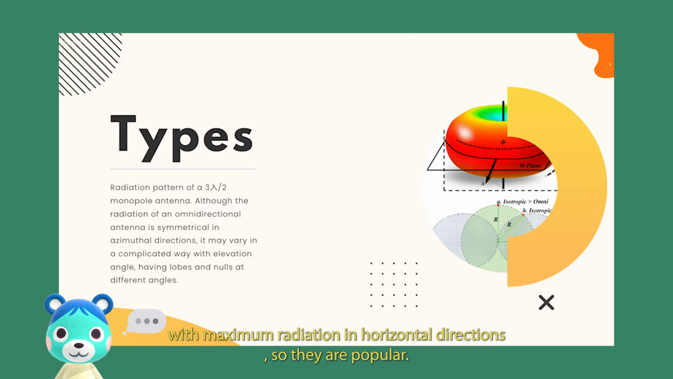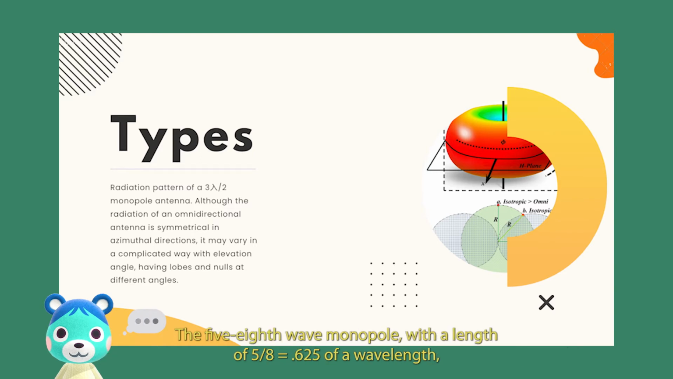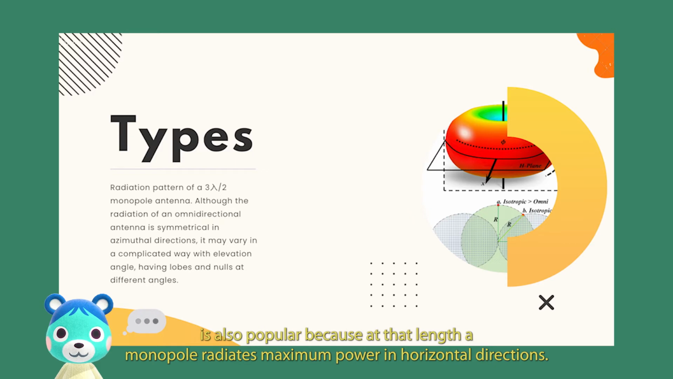So they are popular. The quarter wave monopole, the most compact resonant antenna, may be the most widely used antenna in the world. The 5/8 wave monopole, with a length of 5/8 equal to 0.625 of a wavelength, is also popular because at that length a monopole radiates maximum power in the horizontal direction.